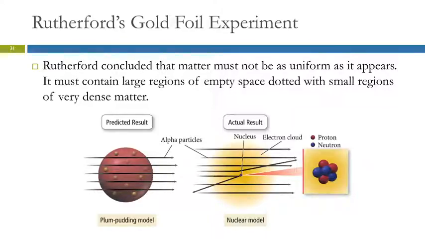So Rutherford decided that matter must not be as uniform as it appears, and there must be large regions of empty space, because most of the particles went through. But there must be some small regions of incredibly dense matter. And so this is called the nuclear model, and this center here is called the nucleus, and that is the center of extremely dense matter. This nucleus, we now know, contains two different particles called protons and neutrons. And this yellow part here is like an electron cloud, little teeny tiny electrons just kind of scattered about in this region.